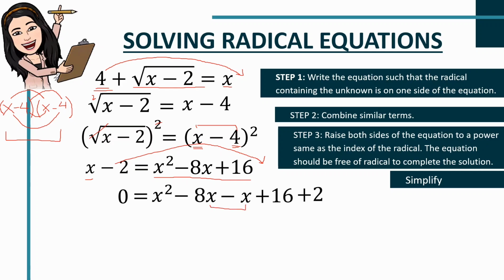Now, let us combine like terms. Linear terms and constant. Now, kopyahin lang si 0. Si quadratic term is x squared. What is negative 8x minus x? Okay, we have negative 9x. Same sign tayo. Positive 16 plus 2? Okay, good. We have positive 18.